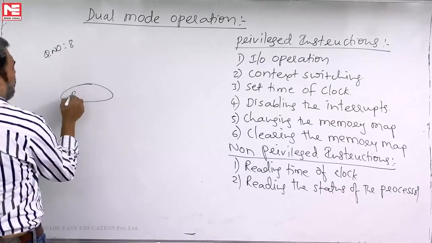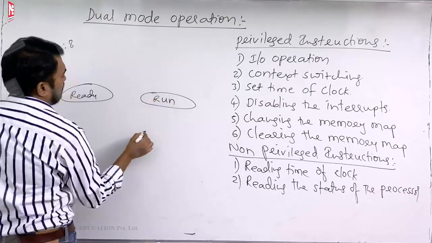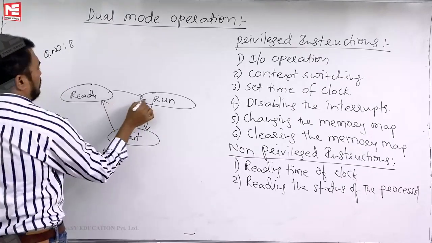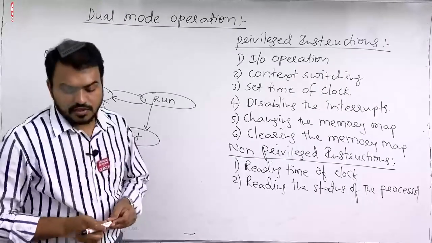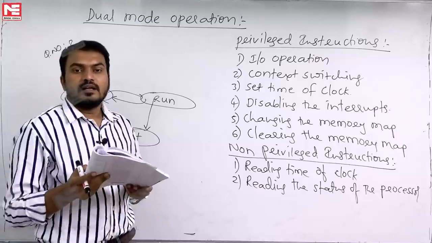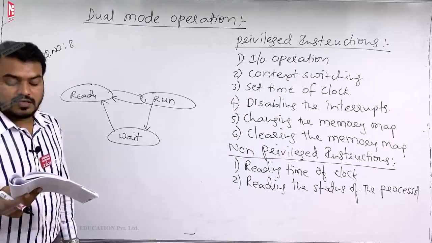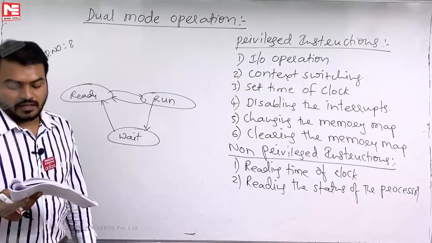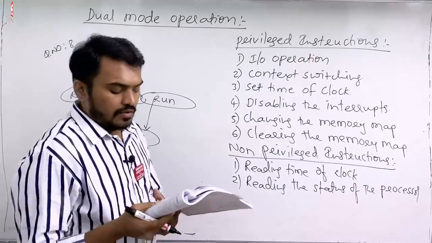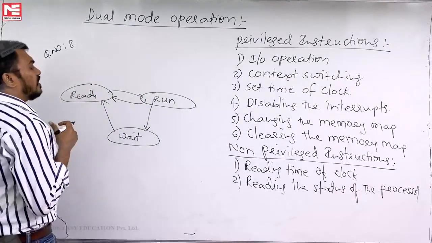Let's say you have a process state diagram here: ready state, running state, wait state. Just listen carefully to what the question says. Only one of the following is initiated by the user program, but all others are initiated by external entities. Go to statement A, ready to running. Now tell me, who will initiate ready to running?